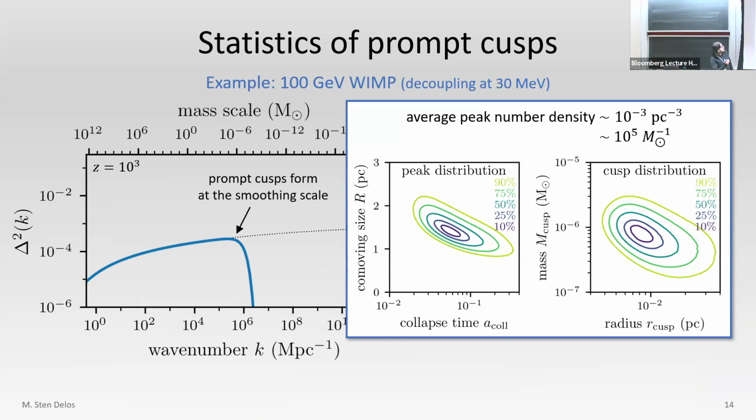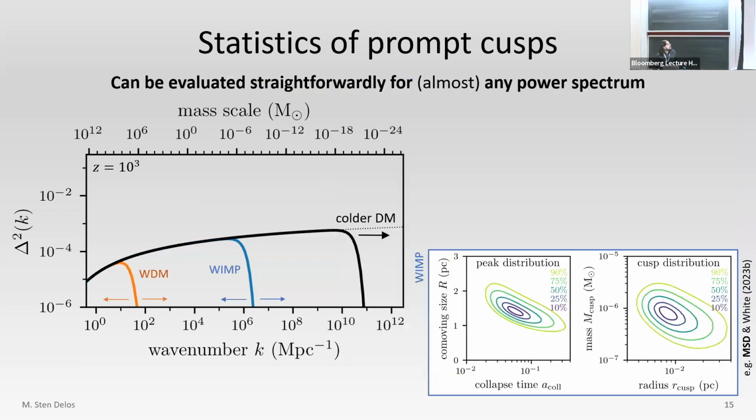So here's what that looks like for an example dark matter model. What this calculation looks like for some 100 GeV weakly interacting massive particle. You can just calculate analytically what the distribution of initial peaks looks like in terms of, for example, comoving size and collapse time, and then just convert that into a distribution of cusps. So this model makes around Earth mass cusps with radius around 0.01 parsec. But this is just an example. You can do this for any matter power spectrum or almost any power spectrum.